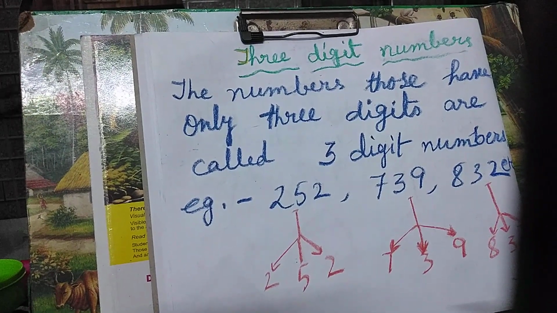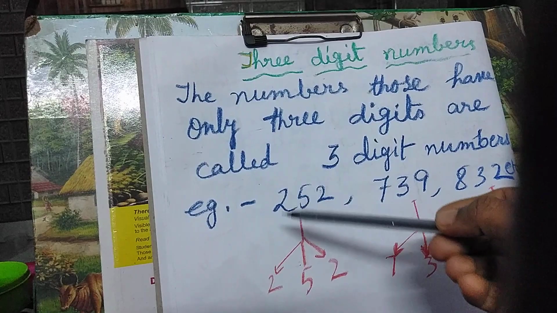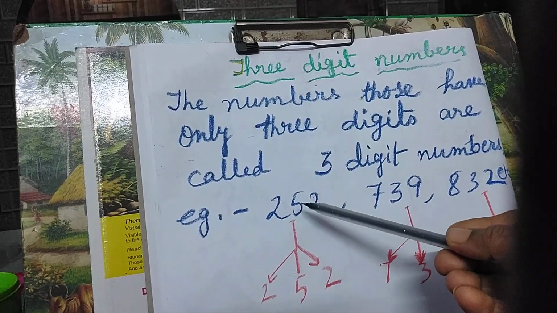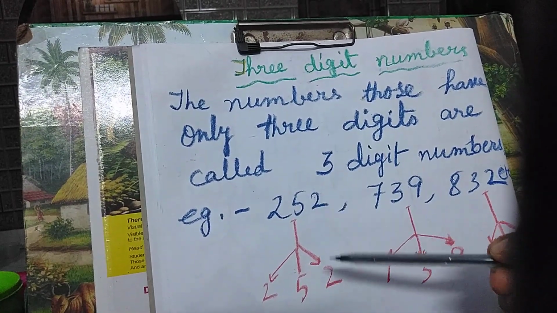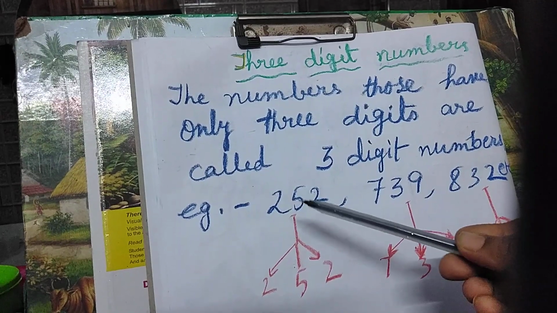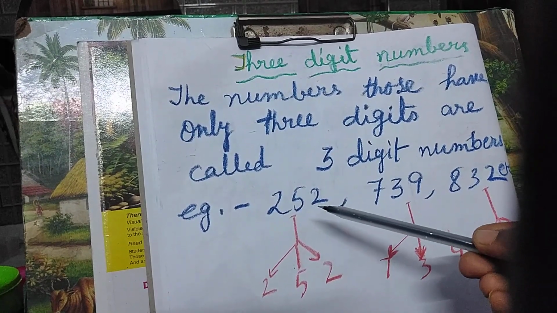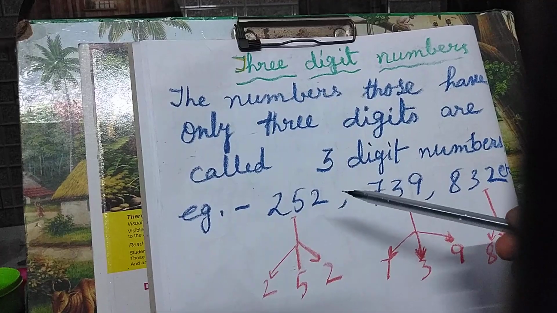See children, in this first number, that is in 252, how many digits can we see? We can see 3 digits. The first digit is 2, the second digit is 5, and the third digit is 2. So 252 is a 3-digit number.